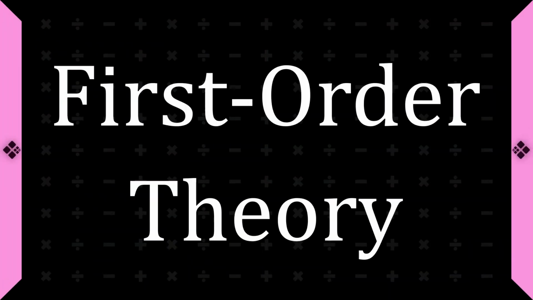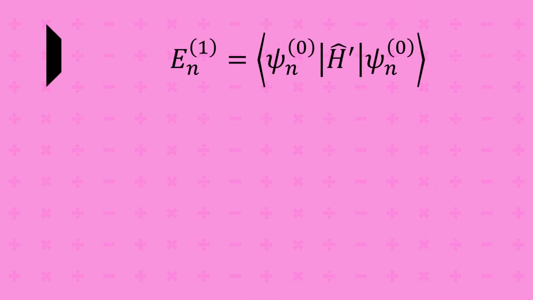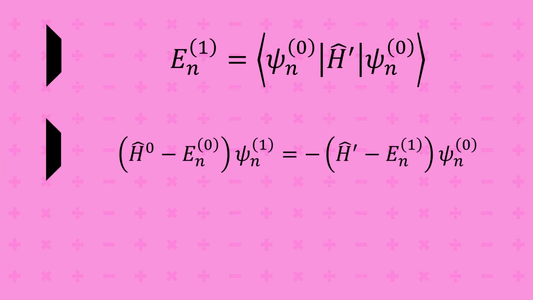In particular, let's discuss the first order theory. We can show that the first order correction to the energy is the expectation value of the perturbation in the unperturbed state. To obtain the first order correction to the wave function, we can get this inhomogeneous linear differential equation for psi n1.